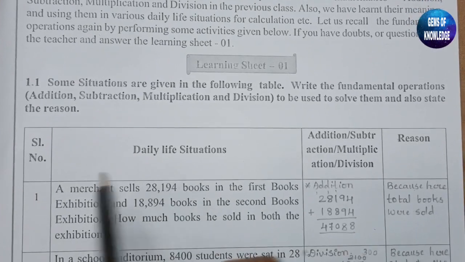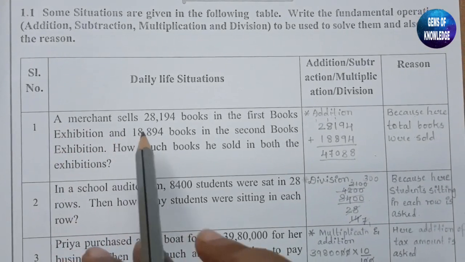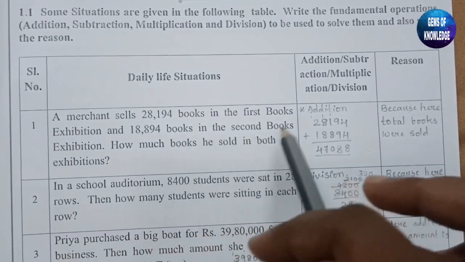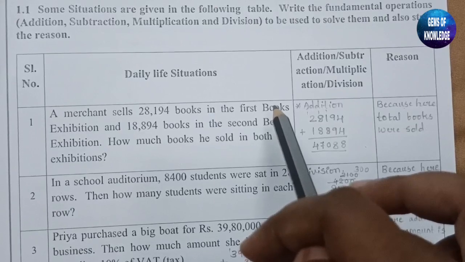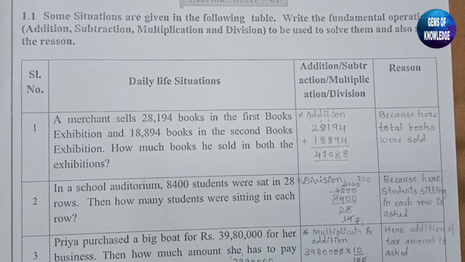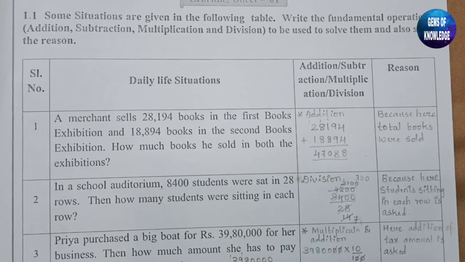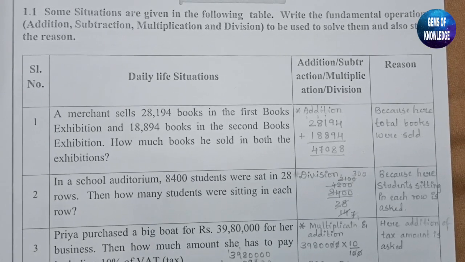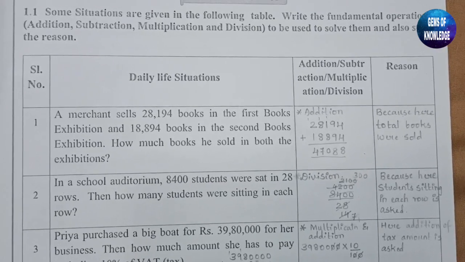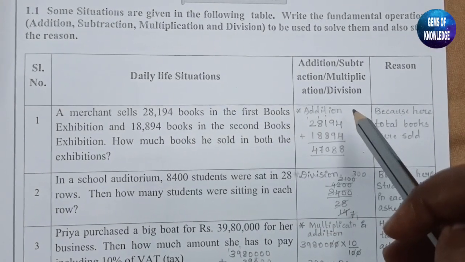Here the first daily life situation is given. A merchant sells 28,194 books in the first book exhibition, and 18,894 books in the second book exhibition. How many books did he sell in both the exhibitions? We have to find out how many books he sold in both exhibitions, so what we have to do here is addition.